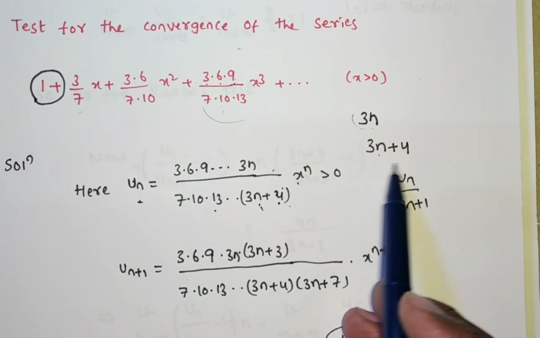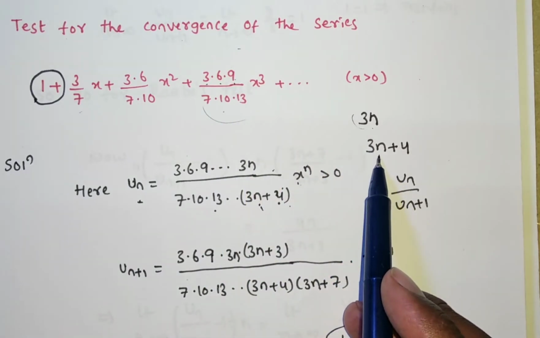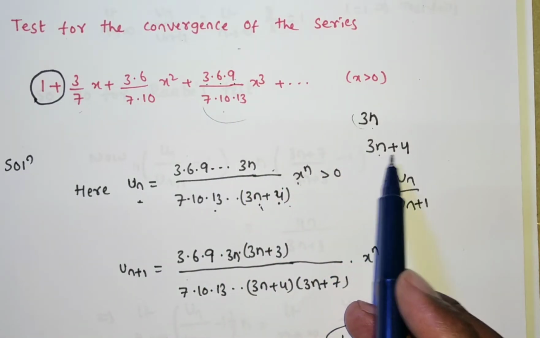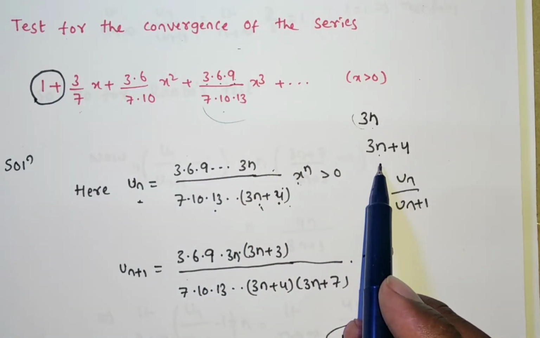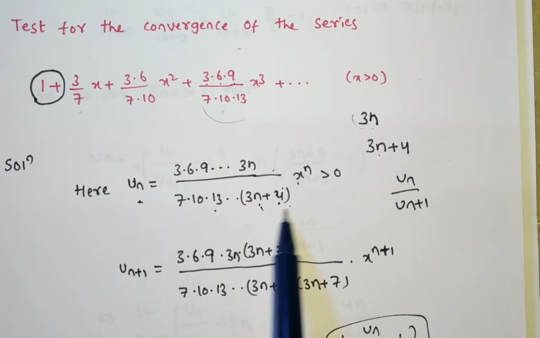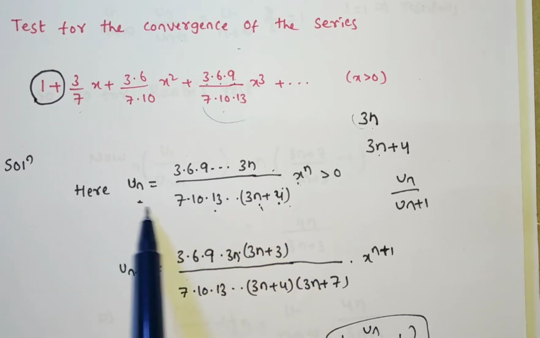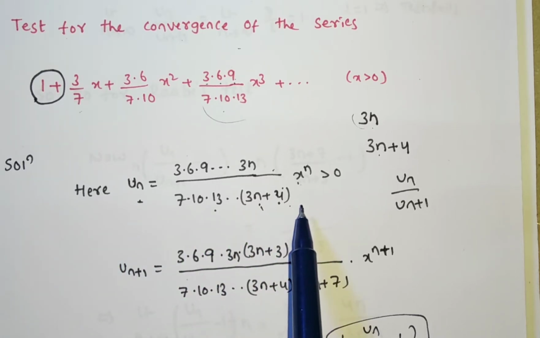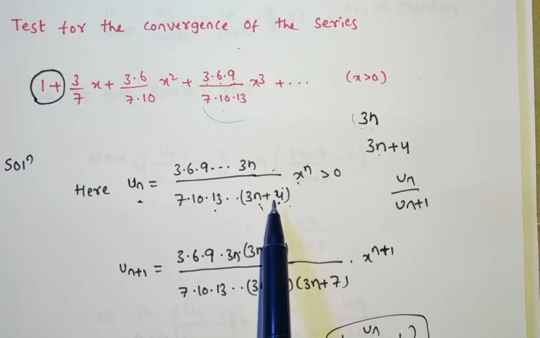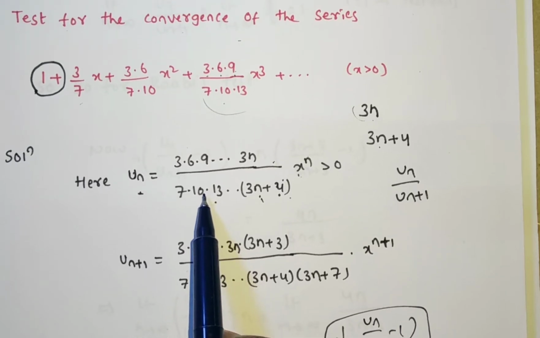Now check whether this is the nth term for the denominator or not. We have to verify. Put n is equal to 2, 3 into 2, 6, 6 plus 4, 10. n is equal to 3, 3 into 3, 9, 9 plus 4, 13. Yes. So this is our nth term. Since x is greater than 0 and the numerator and denominator both are positive, this series is a series of positive terms. Now it is in repeated series form. So you cannot apply the limit comparison test, geometric series test, or p series test. So we have to go for the ratio test.